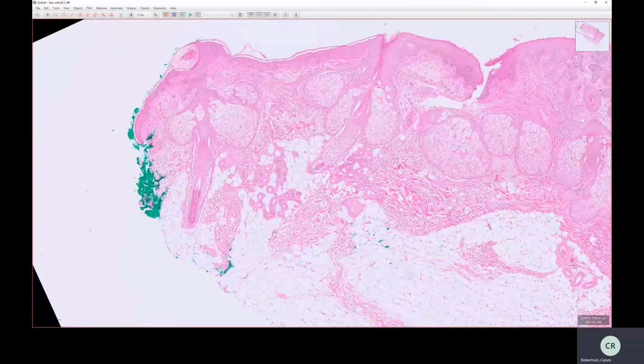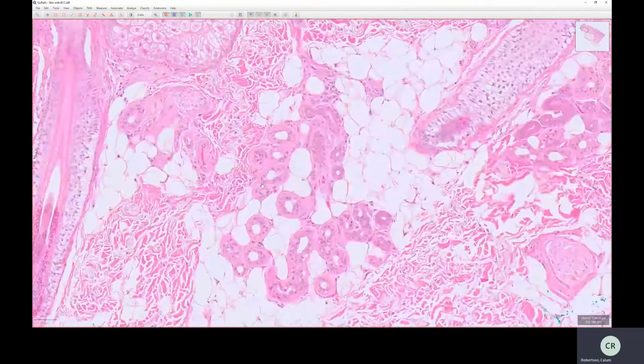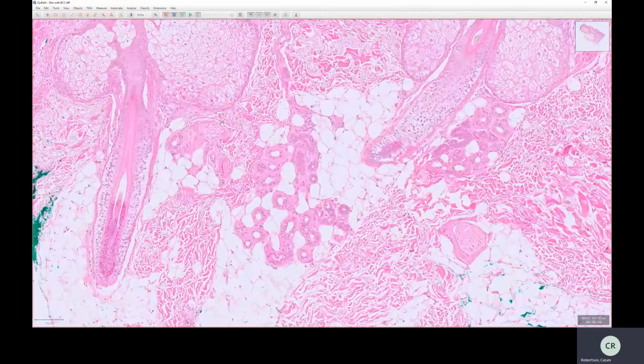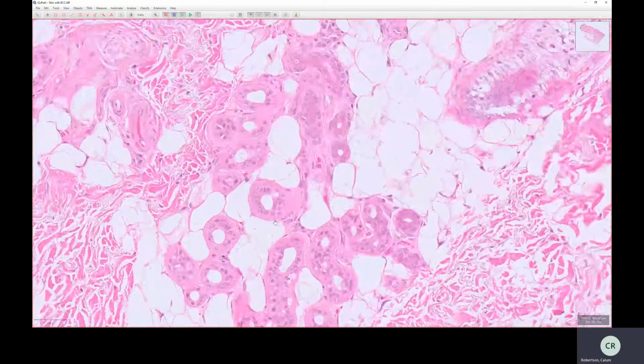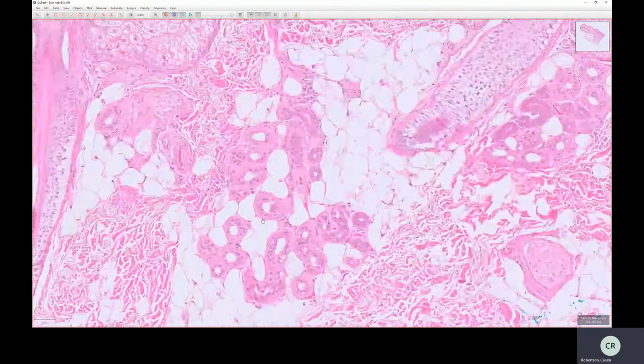So that's eccrine sweat glands, and they are eccrine as opposed to holocrine like the sebaceous glands. These cells don't die off. These just secrete the secretions into the lumen.